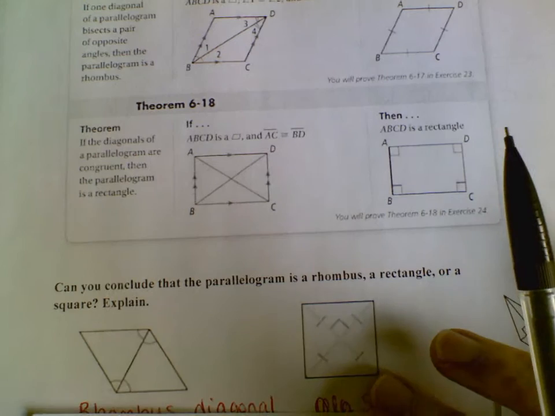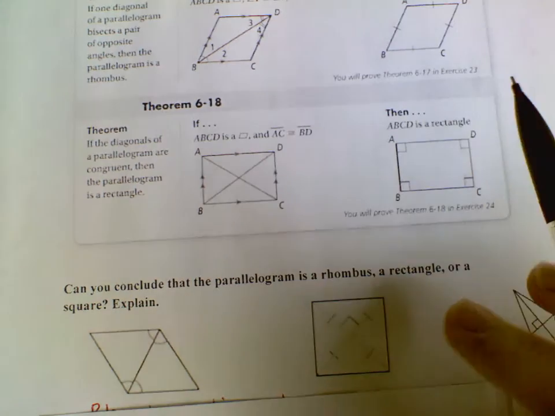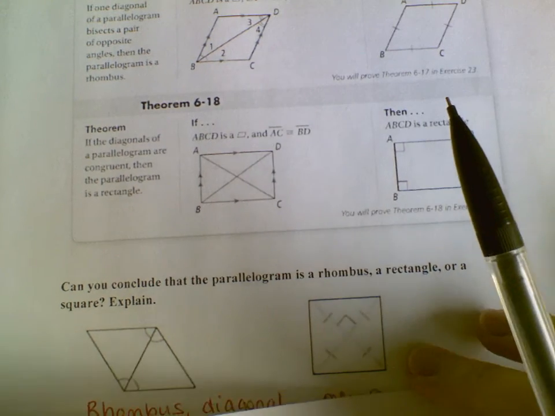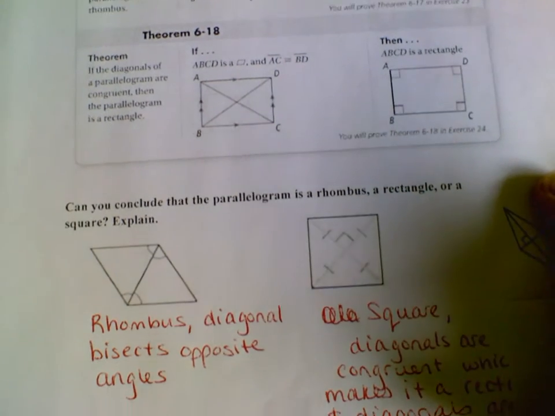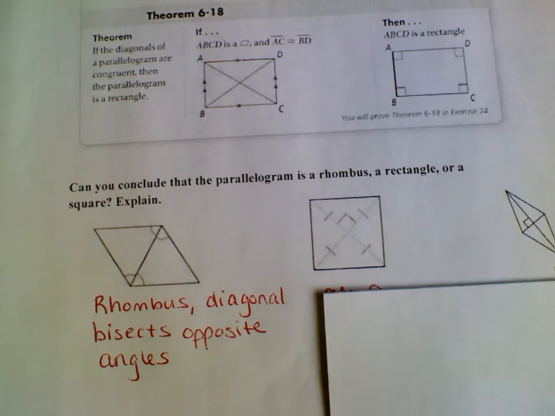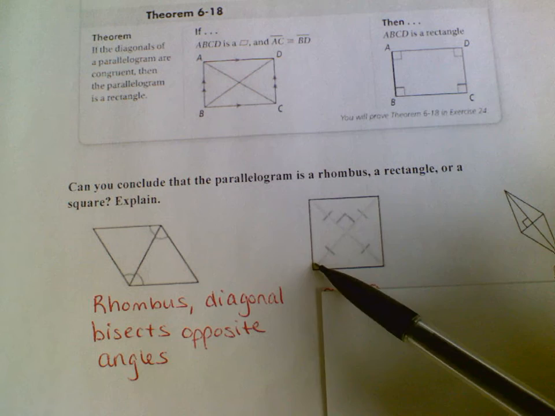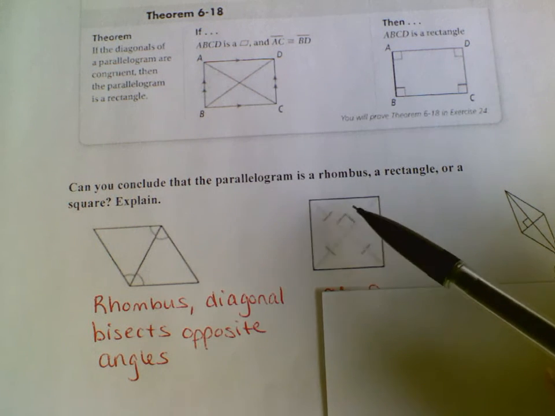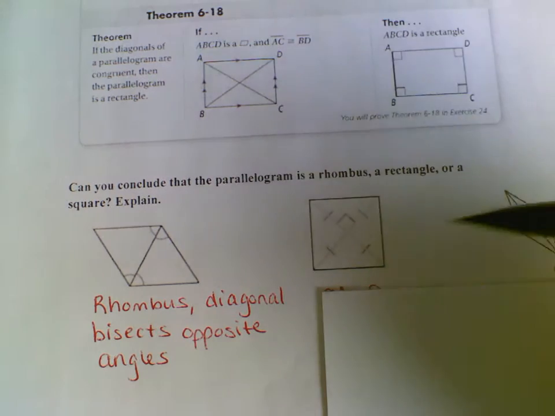So look at the first one. Notice that I have a diagonal that bisects the opposite angles. So this one would be a rhombus because my diagonal bisects the opposite angles. And that would be my explanation. Next one. Notice you have diagonals forming right angles, and you have diagonals that are congruent to each other.